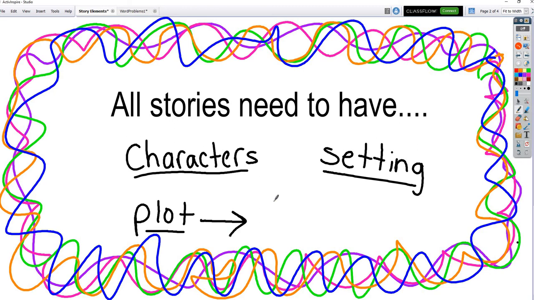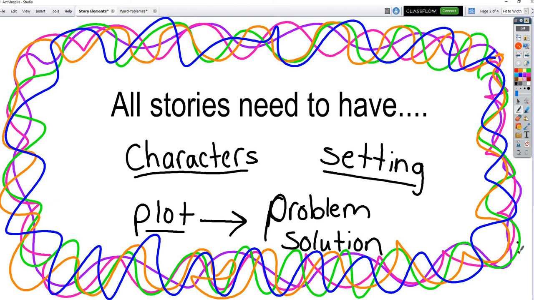In part of the plot, there's going to be something called a problem and a solution. A problem is something usually that goes wrong in the story. The characters will have a problem. Something will go wrong. Something bad happens. That's a problem. You know what a problem is. Well, all stories pretty much in their plot are going to have a problem. And there's going to be a solution. The solution is how they fix it. How does the problem get better? That's what a solution is.